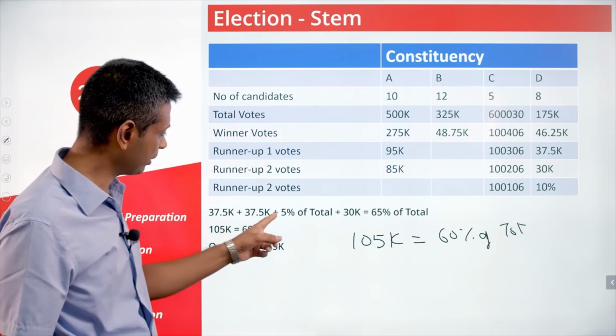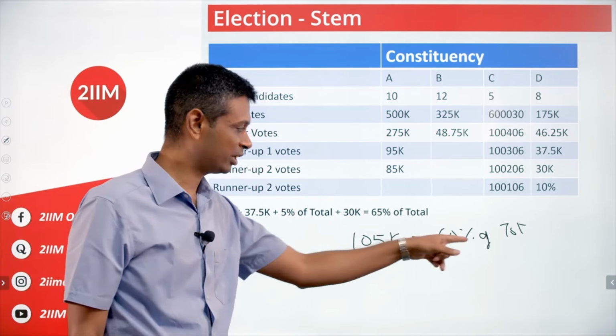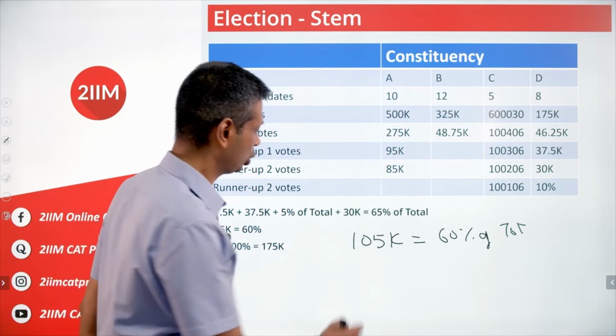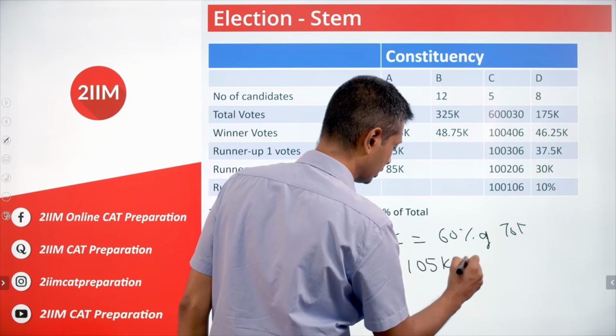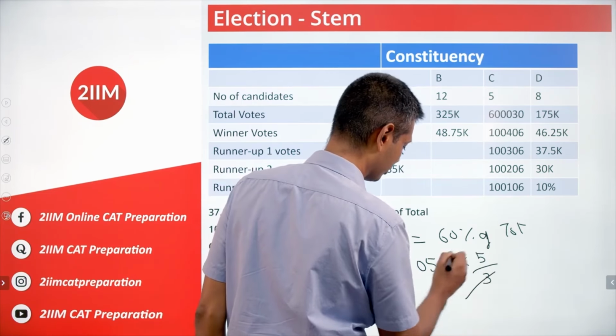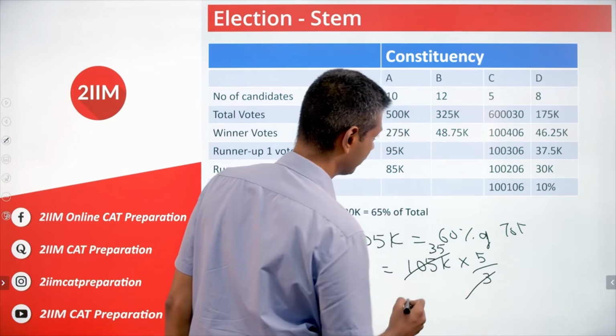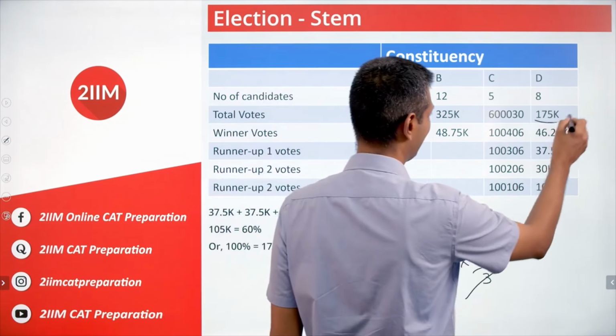37.5 plus 37.5 plus 5% of total plus 30K is 65% of total. This 5% goes this side, becomes 60%. Or total is 105,000 into 100 by 60, or into 5 by 3, is 35. 35 into 5, 175K. The total is 175K.